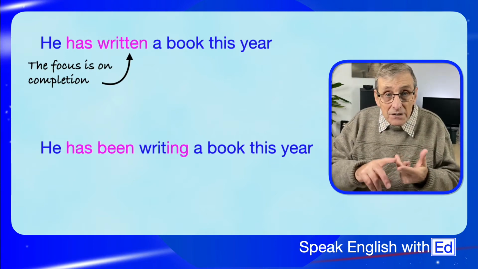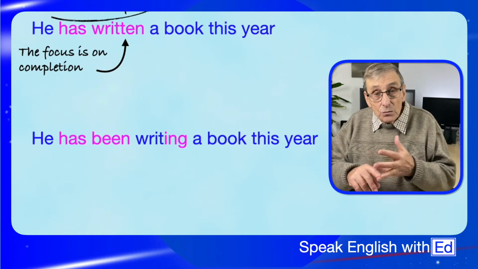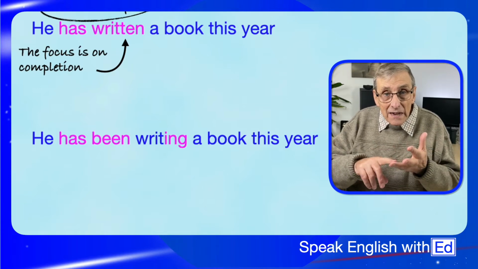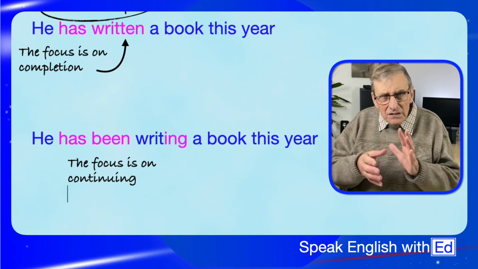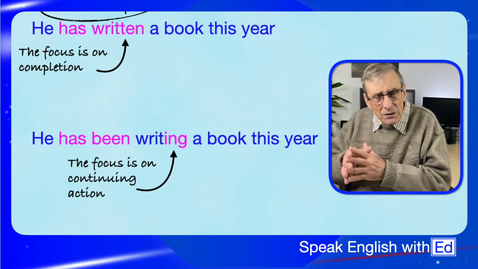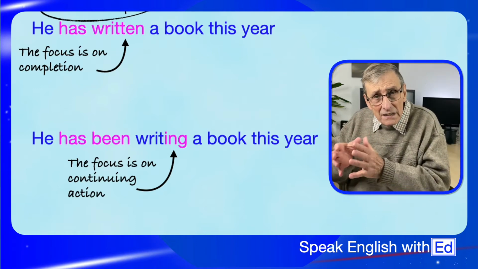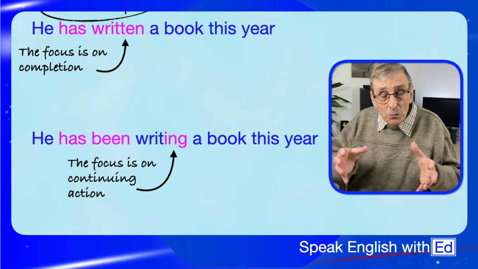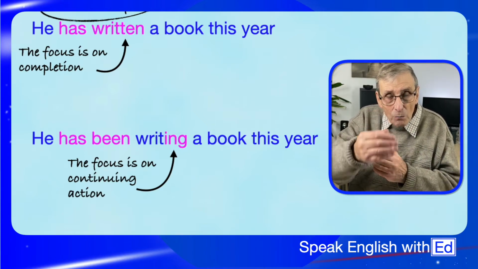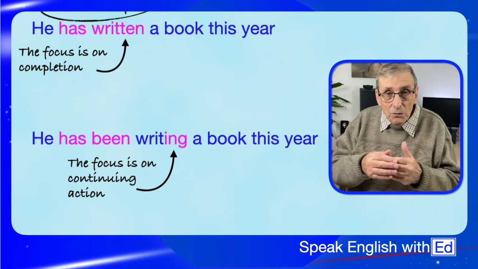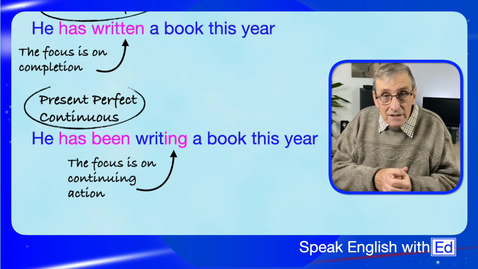This is present perfect. Now the bottom one, sentence number 2, is he has been writing a book this year. So this is suggesting that it's continuing. The book isn't completed. He's been writing it throughout the year, but still writing it. He's not completed it yet. So this one is focusing on continuance. We've got completion and continuous, and this one is the present perfect continuous tense.